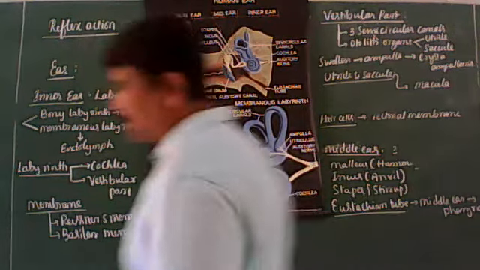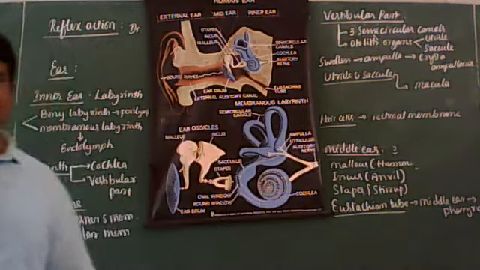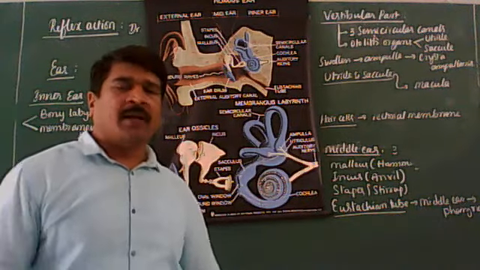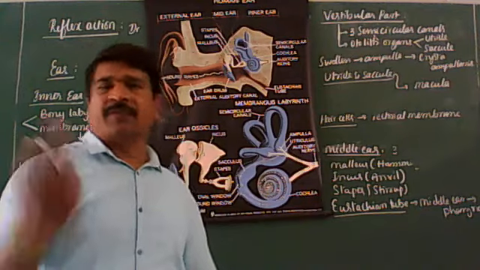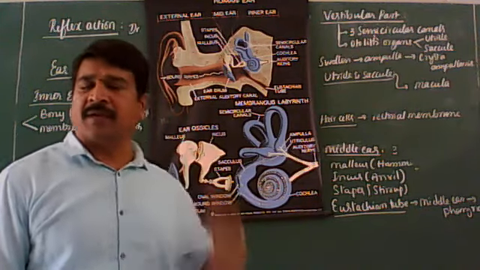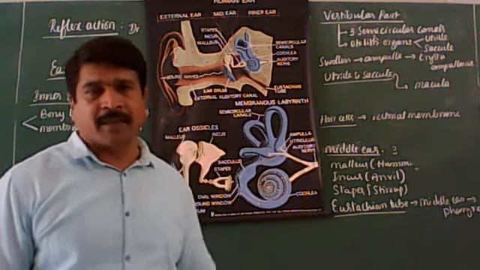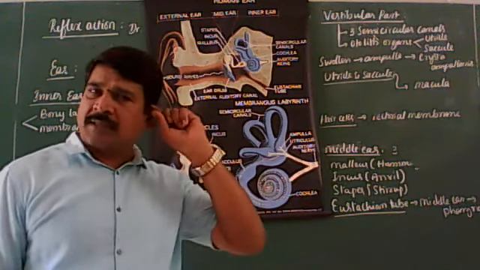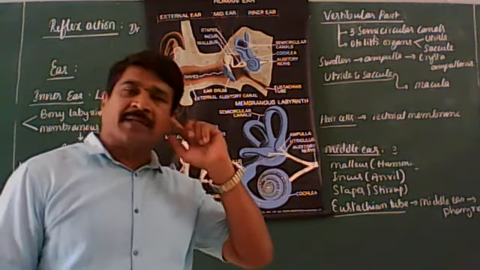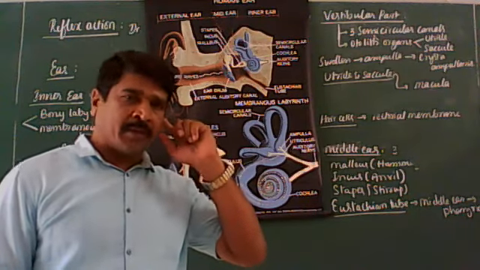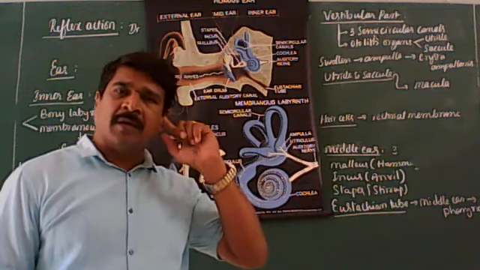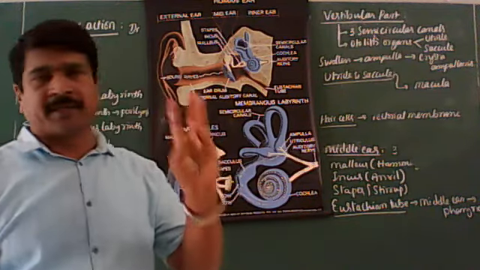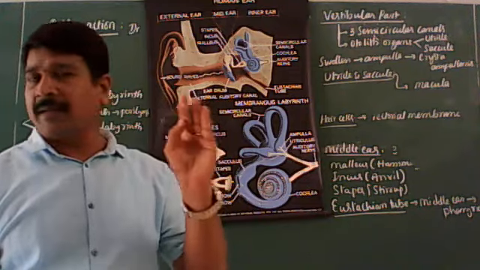Clear? So I'll repeat what we have discussed, the three parts of the ear. Okay, listen to me carefully. Ears perform two sensory functions, students. One is hearing, another is the maintenance of body balance. Ear has three major parts: the outer or external ear, the middle ear, and the internal or inner ear.